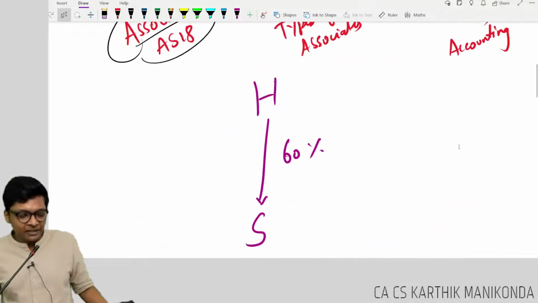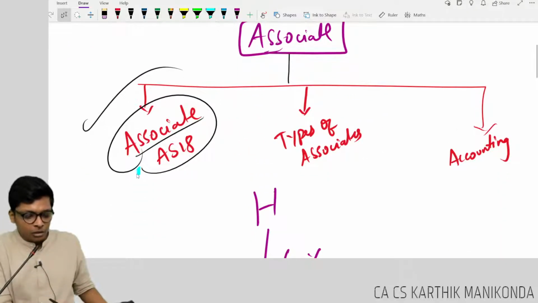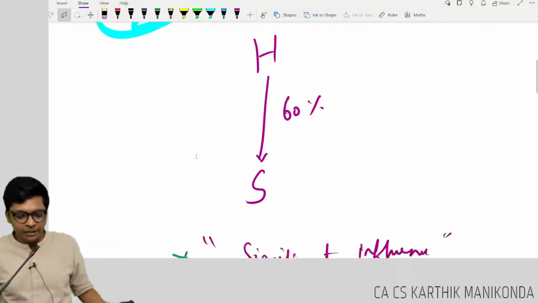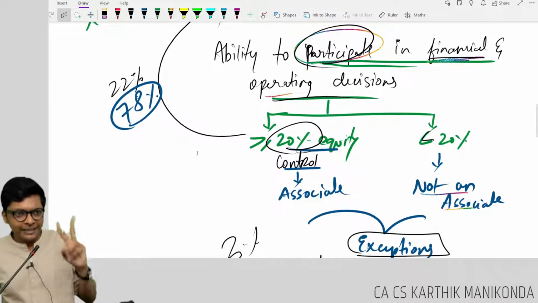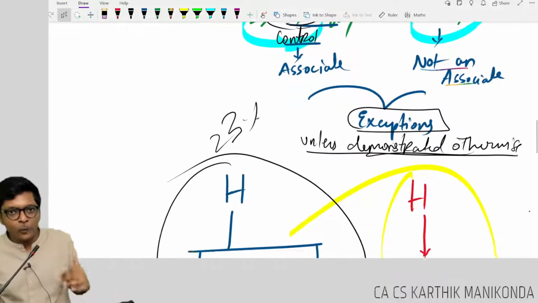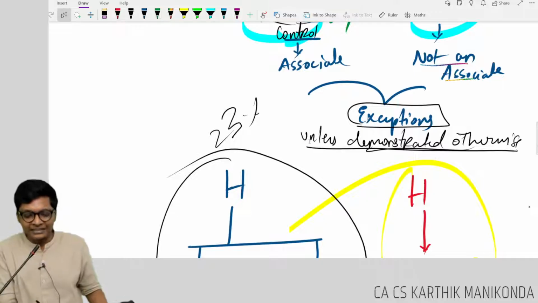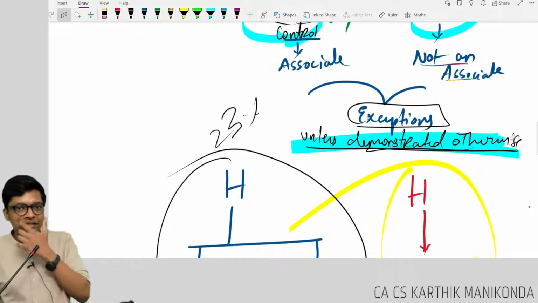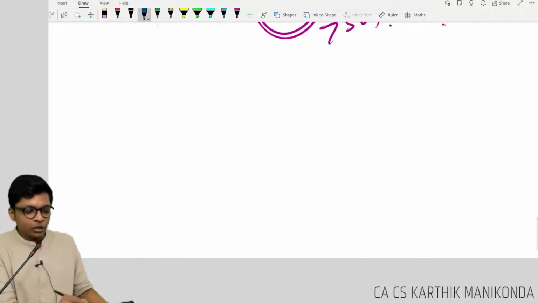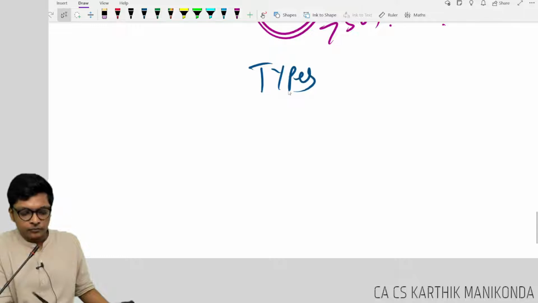So now we are done with the first part of the chapter, what is an associate. From the exam viewpoint, forget the Hyundai example. Remember these limits. Mainly the ability to participate: more than 20%, presumed to be an associate; less than 20% means no, but the opposite is also possible. The phrase is unless demonstrated otherwise. Are you following, guys? Clear? Now, types of associates.